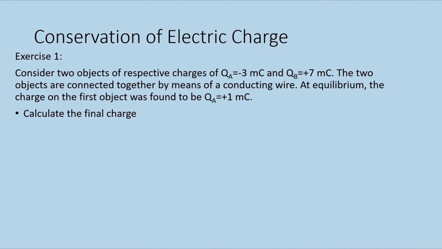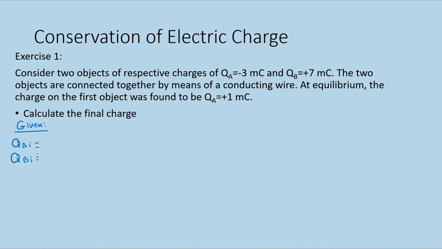Let's solve this exercise. Consider two objects of respective charges QA equals -3 millicoulombs and QB equals 7 millicoulombs. The two objects are connected together. I will stop at this point and start writing the given. I will say I have as a given QA initial and QB initial.